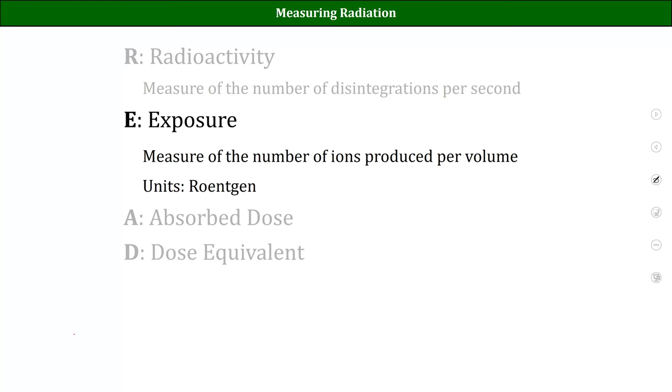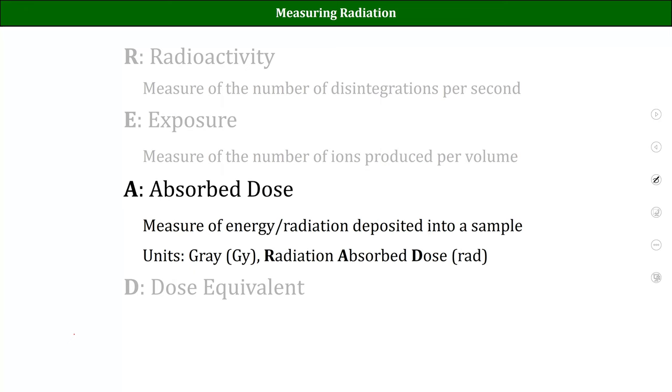Radioactivity is just the pure number. And so radioactivity is an extensive property, meaning if you have more radioactive material, there are more disintegrations per second. Exposure is intensive because it divides by unit volume. And then you've got absorbed dose.